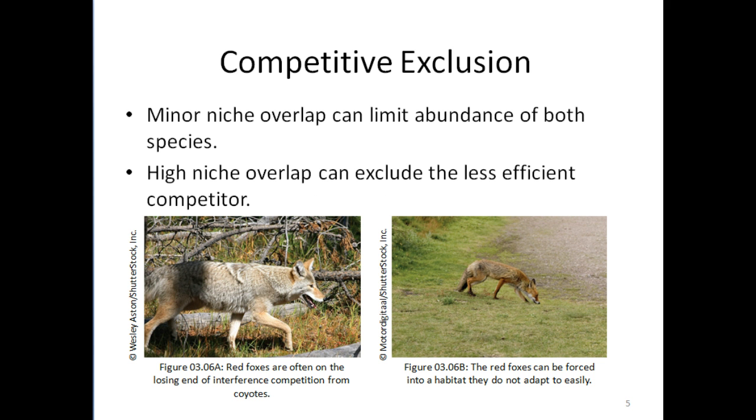Competition, which can lead to competitive exclusion, occurs when there is minor niche overlap that can limit abundance of both species. When niche overlap is higher, it can exclude the less efficient species, and you get competitive exclusion. Let me say that again. When species niche, or where they exist in their habitat and their ecosystem, overlaps, minor overlap can limit abundance of both. When you have major overlap, where both environments are overlapping a lot or completely, one species might be excluded if it's less efficient. This results in competitive exclusion.